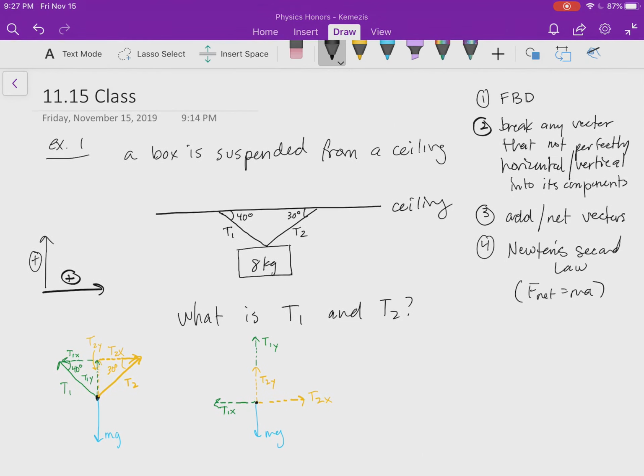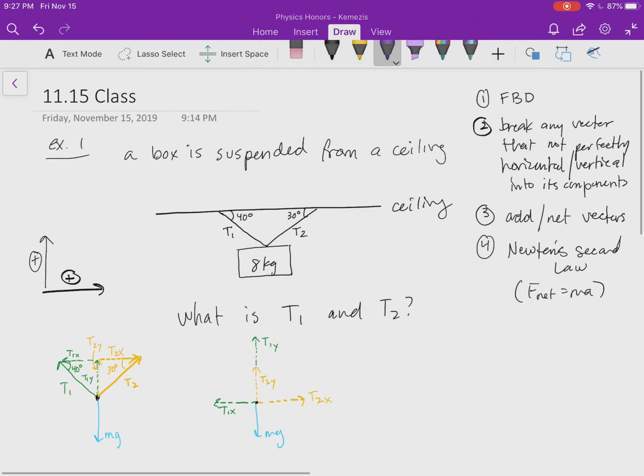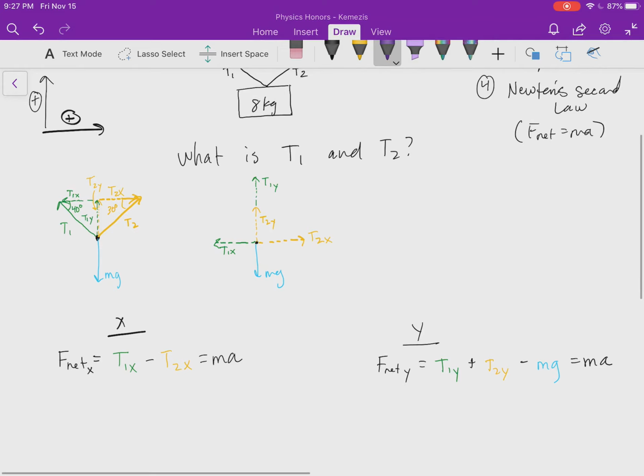Now, most of the time we're looking for the acceleration, but if we're not looking for the acceleration, then we should know something about the acceleration. And right now it doesn't tell us any value for it, but it did give us an important word. It says that this mass is suspended, meaning not moving, meaning the acceleration in the x and the acceleration in the y is both 0.